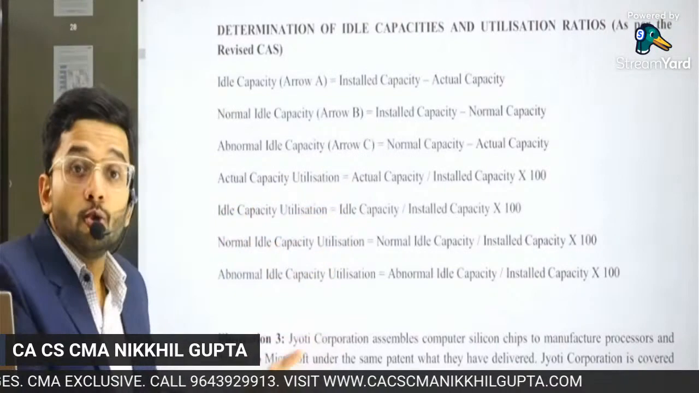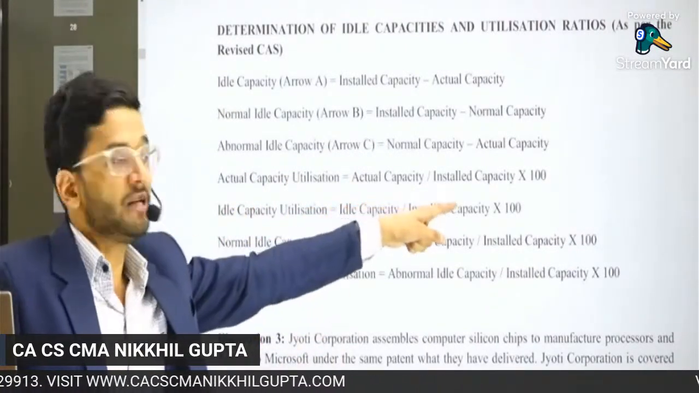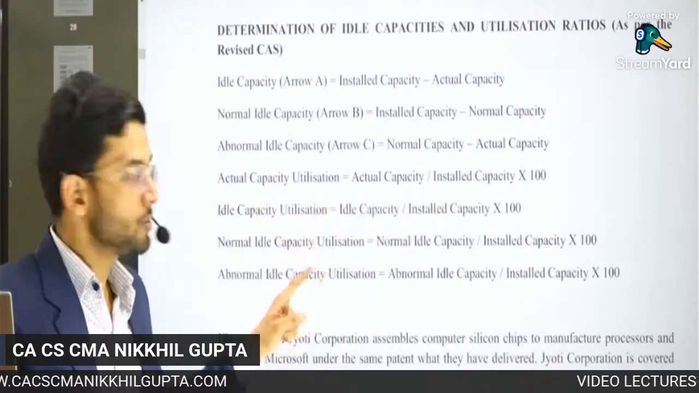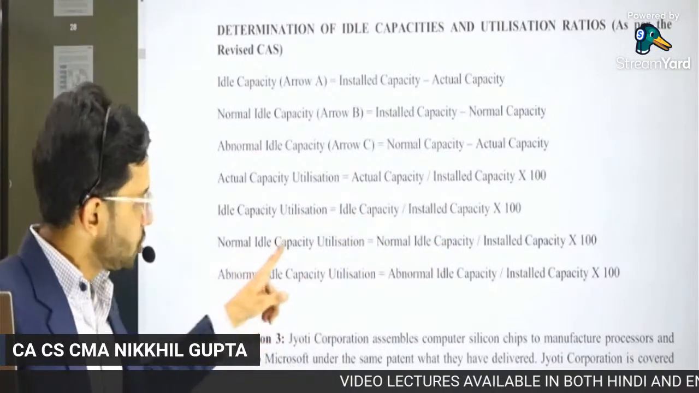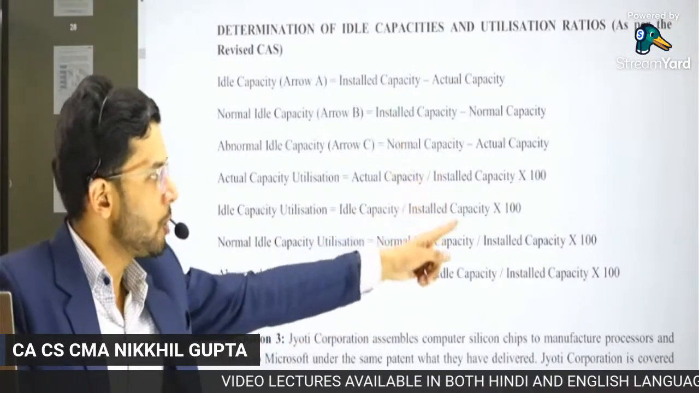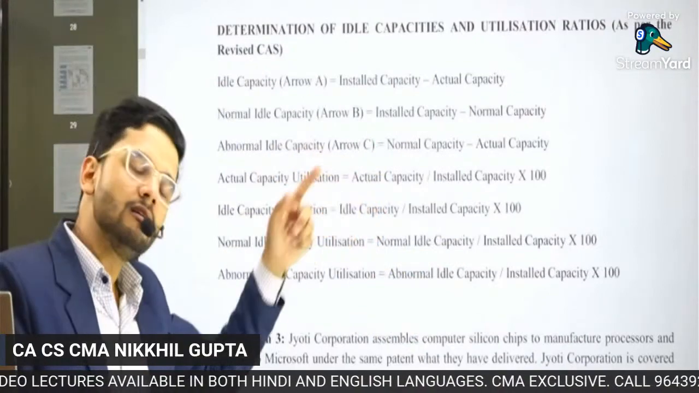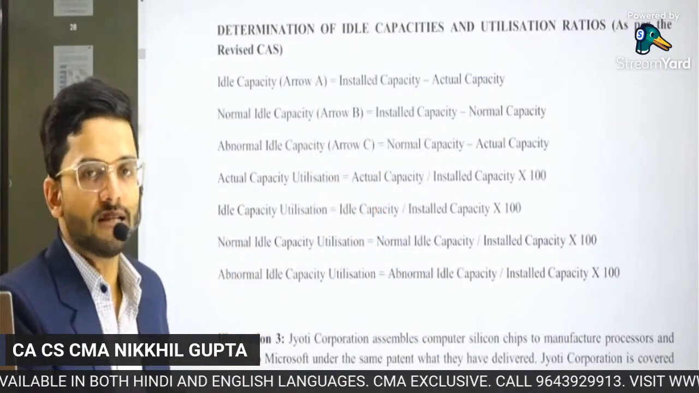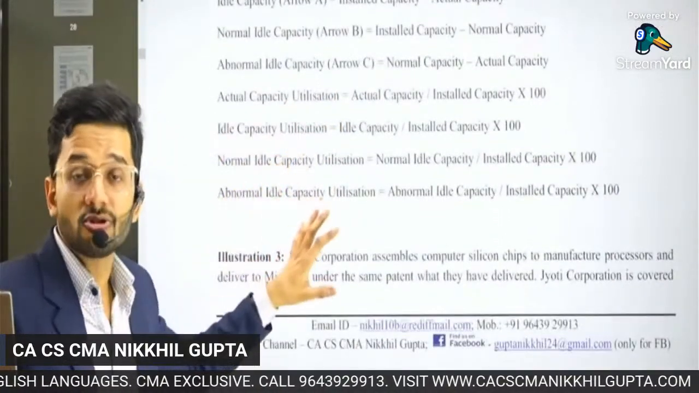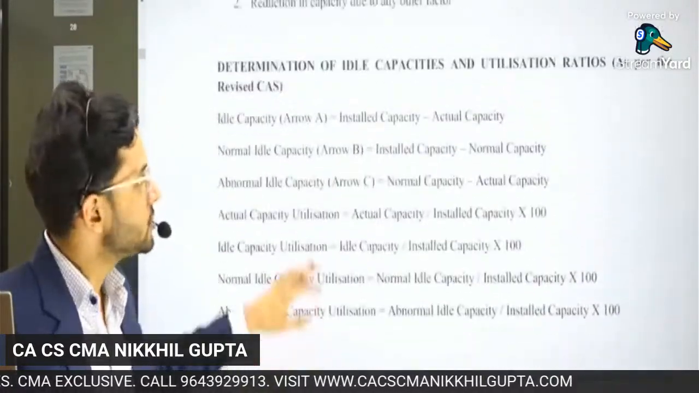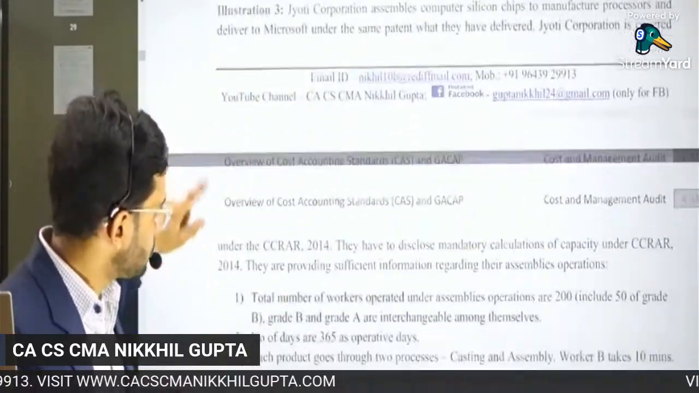Actual capacity utilization: what is the utilization in percentage form? Actual capacity divided by installed capacity is the actual capacity utilization. Idle capacity utilization is idle capacity divided by installed capacity. Normal and abnormal respectively: the denominator remains the same, installed capacity, and whichever capacity you write in the numerator becomes that capacity utilization. These are important formulas which will definitely come in your examination. You need to learn the formulas well and the definitions of the capacities as well. That is the ask, that is the very, very important thing.